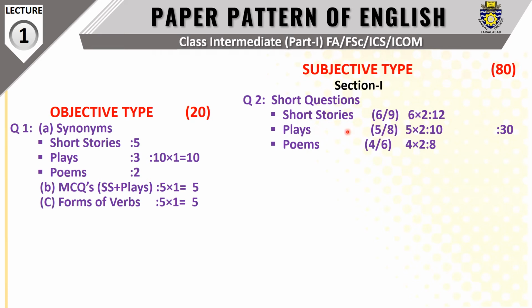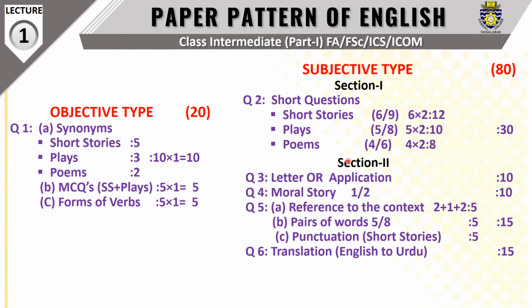Then plays, 8 questions are selected from plays, and you are to answer only 5. 5 into 2, 10 marks are given to plays. Poems, 6 questions are selected from the poems, and you are to answer only 4. 4 into 2, 8. In this way, 12, 10 and 8 marks become 30. So 30 marks are given to question number 2, that is of short questions.